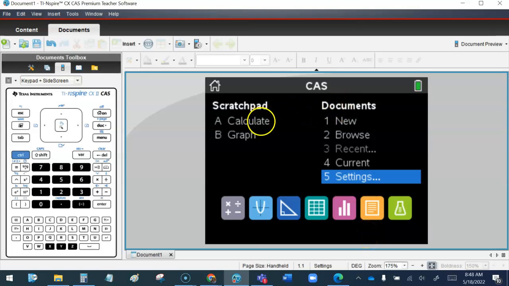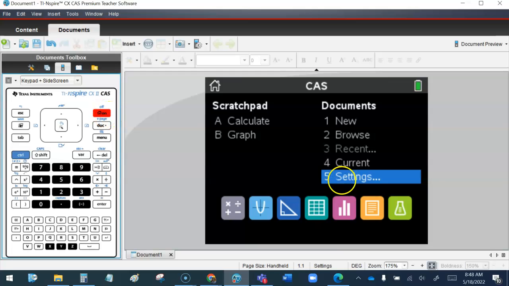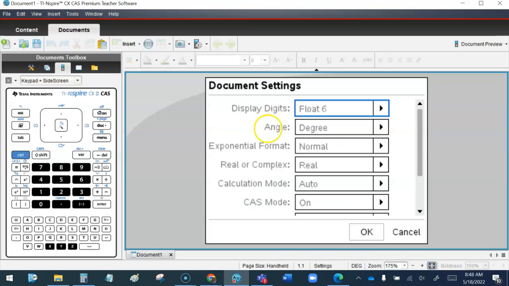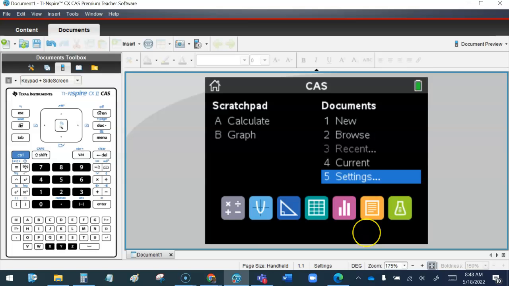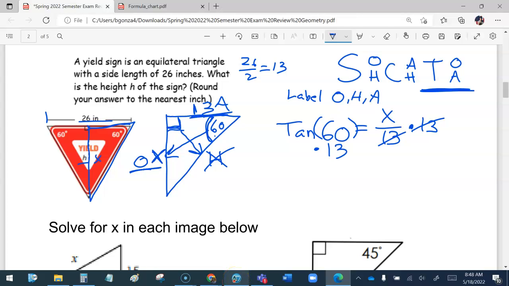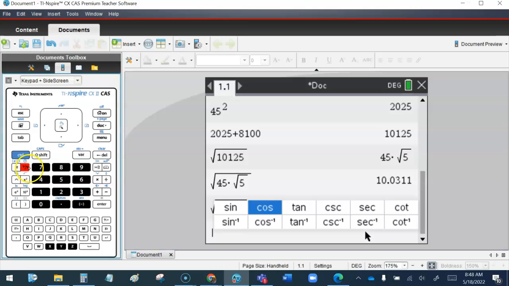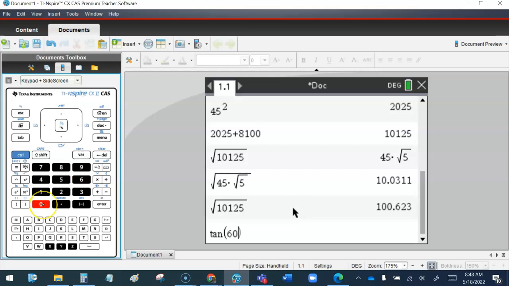So again, what did I do? I pressed home, and then I went to 5 settings, and then 2 document settings, and then the second angle thing has to be in degrees, not radians, not gradians. Okay, and now we can type this in. So it's tan 60 times 13. So remember, trig is next to the number 7. Let's go ahead and hit tan, and then 60, go to the right, and it's going to be times 13.